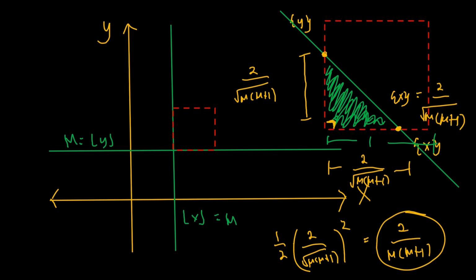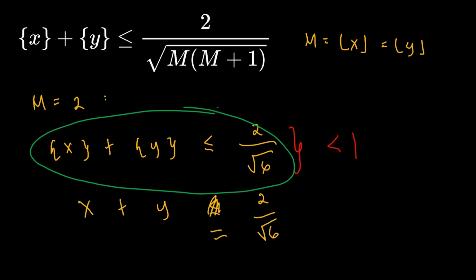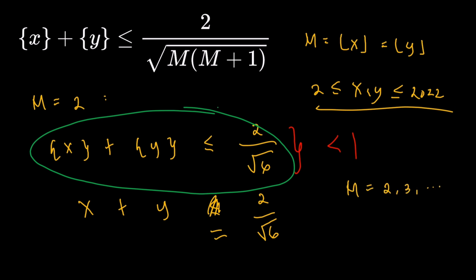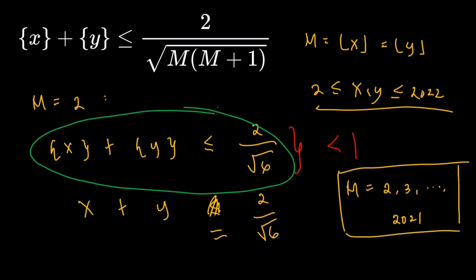Now, let's go back to the question. We know the range of values for x and y. We know x and y, they are in this range. So we know that the floor of x and the floor of y, which is m, can be 2, it can be 3, all the way until, well, it can be 2022. But it can only be 2022 if x and y are both equal to 2022. I mean, that's just an additional point in the plane. It's not going to matter for the area because a point doesn't have area anyways. So we could just consider values of m from 2 until 2021.